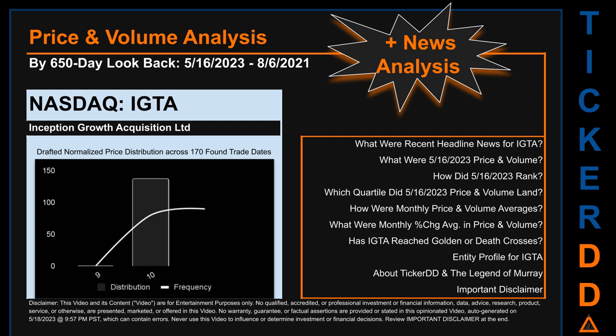Remember that this is just a drafted, in progress, observational model to best fit abstracted third-party data into various opinionated views. Before we jump into price and volume analysis, let's look at recent headlines for IGTA.